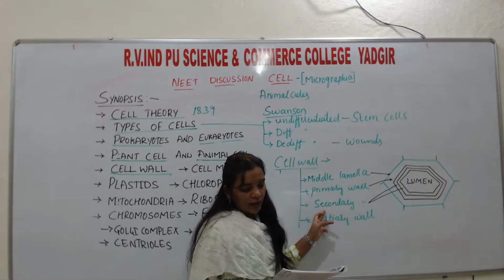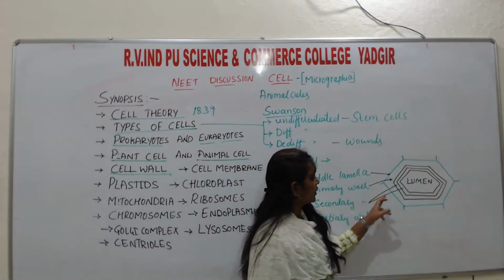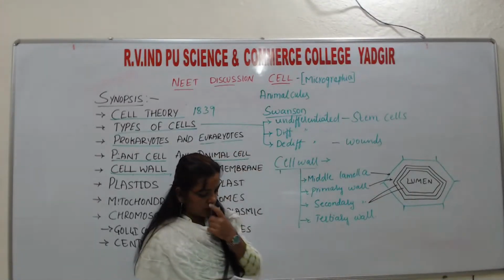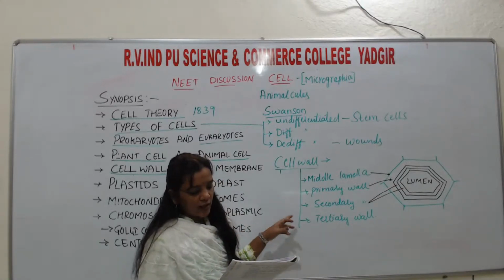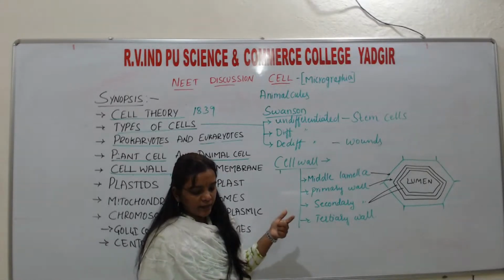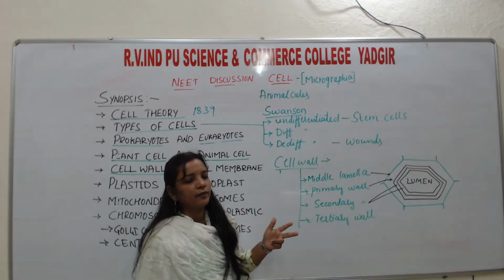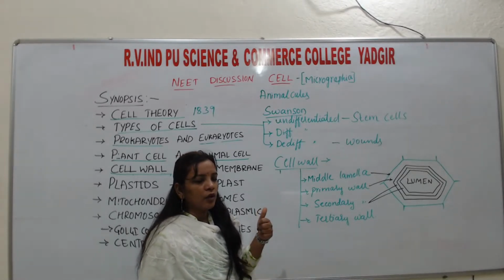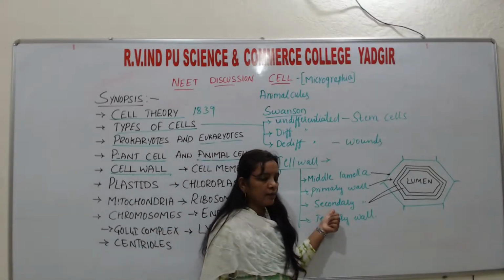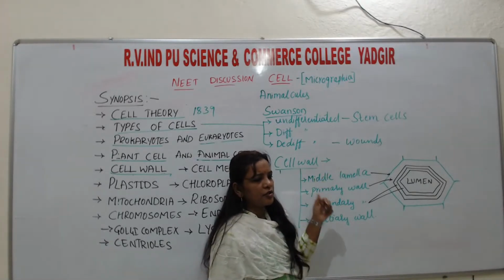Okay, and these have three layers: S1, S2, S3. The secondary wall is made up of lignin, pectin, lignin, suberin, cutin. Okay, lignin, what? Suberin and cutin are present.